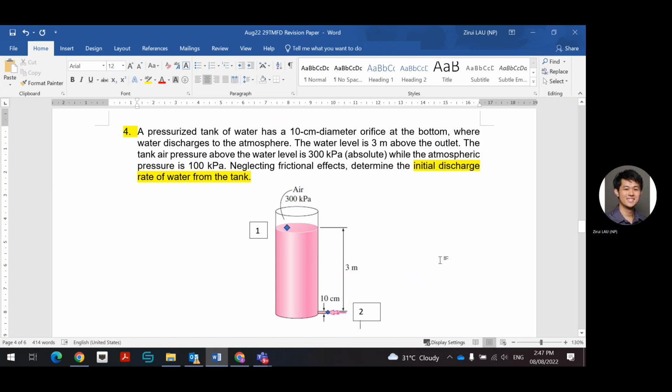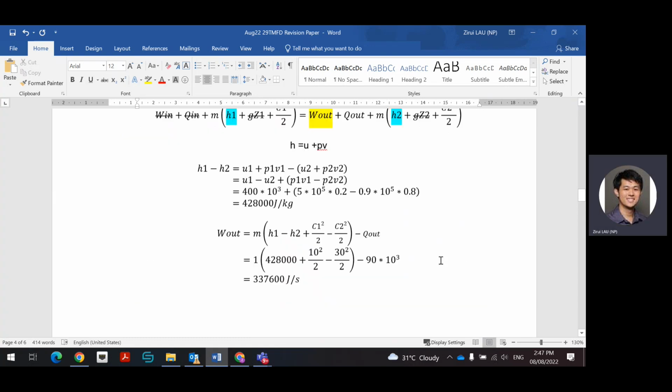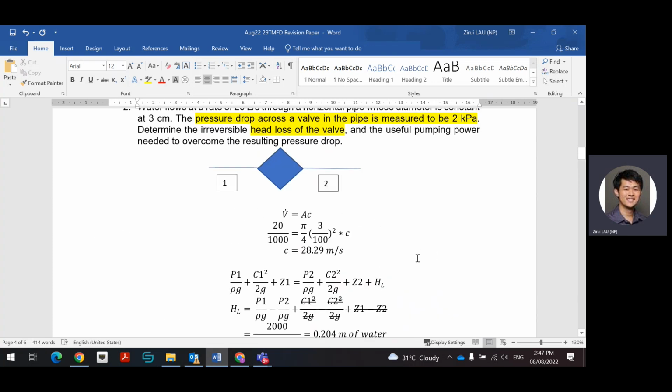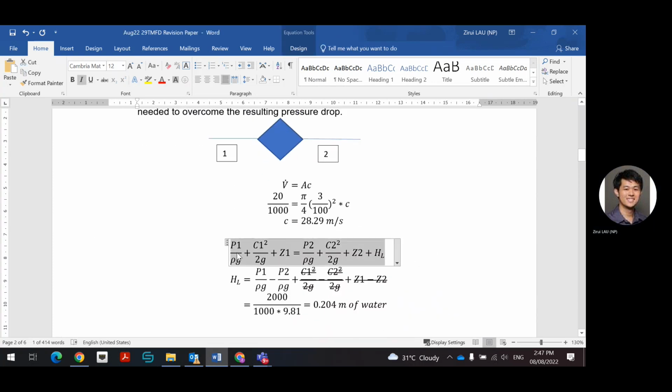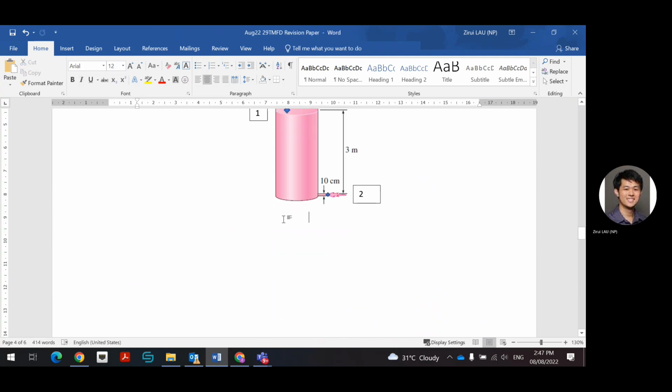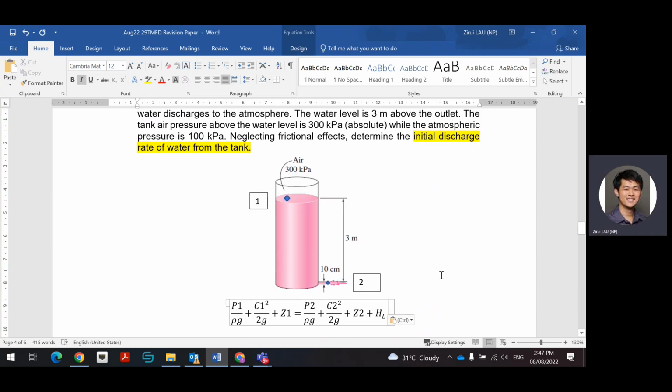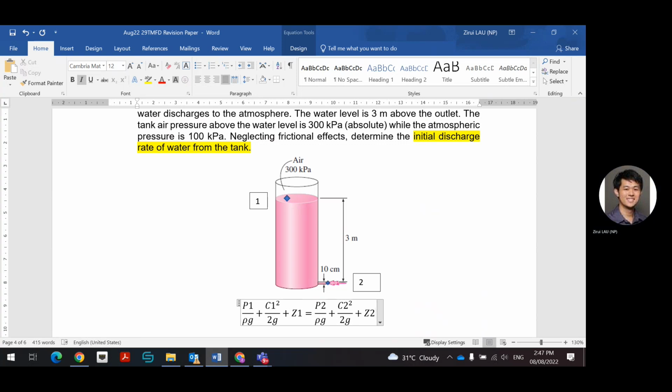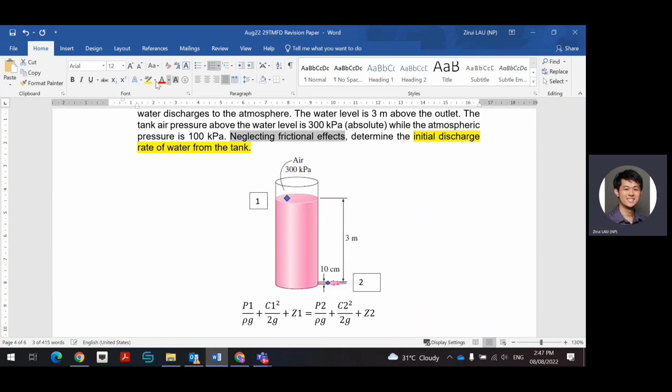But the point matters, and the numbering doesn't matter. Of course, just don't confuse yourself. Okay. So we'll be using Bernoulli. Let me grab the same equation from here first. No losses for this case. Why no losses? Because you see the words neglecting frictional effects.